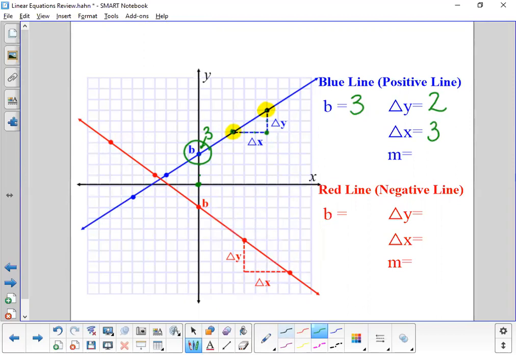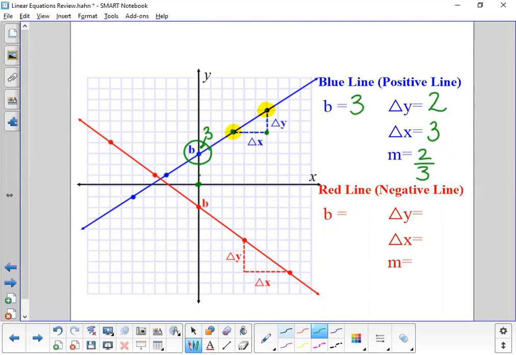So since slope is always delta y over delta x, my slope is going to be 2 over 3. And I would prefer that you leave them in fraction form, because when your slope is written as a fraction, that tells you the rise and the run, and it makes your life a whole lot easier. So leave it in fraction form.